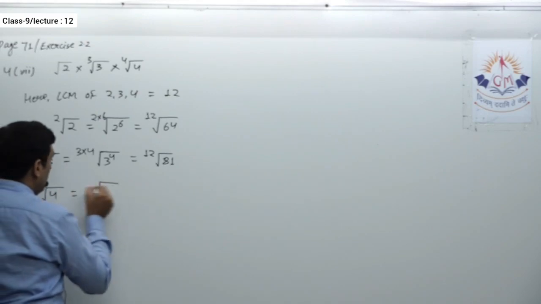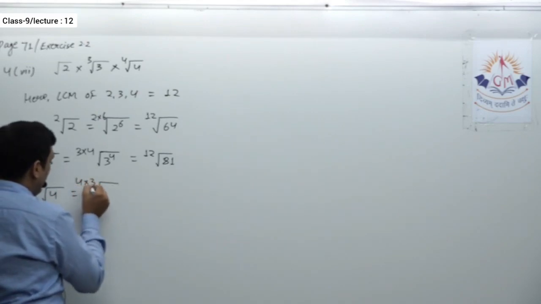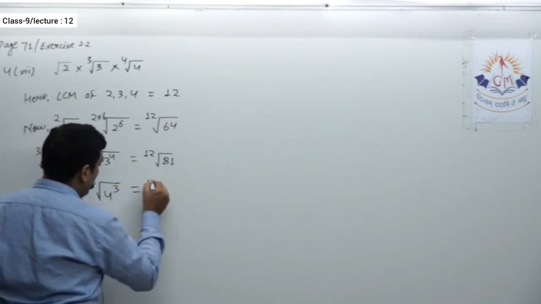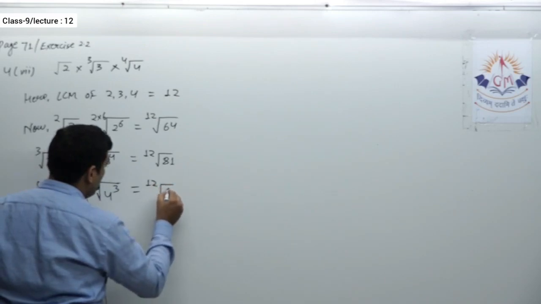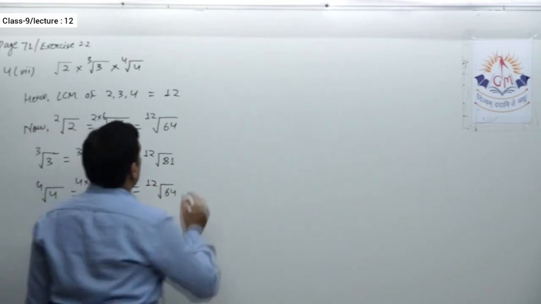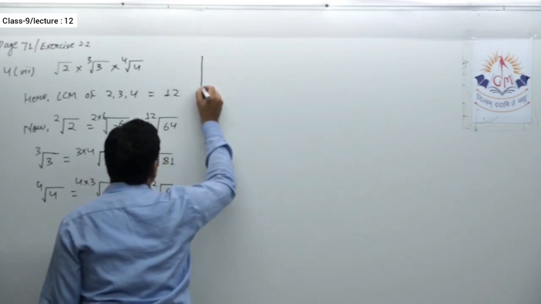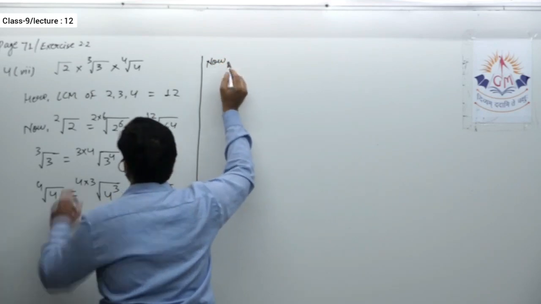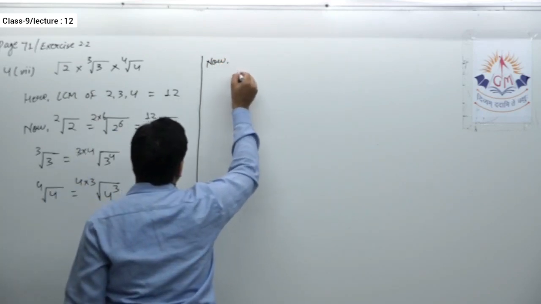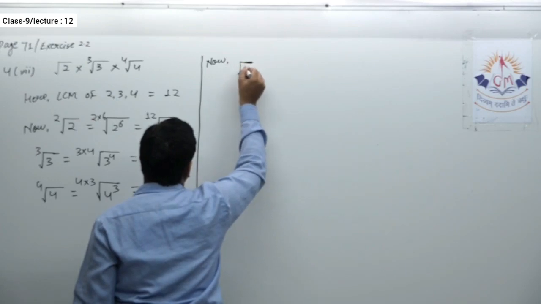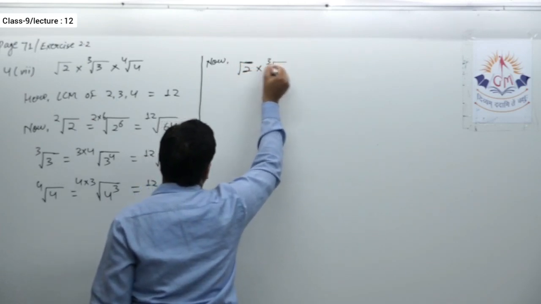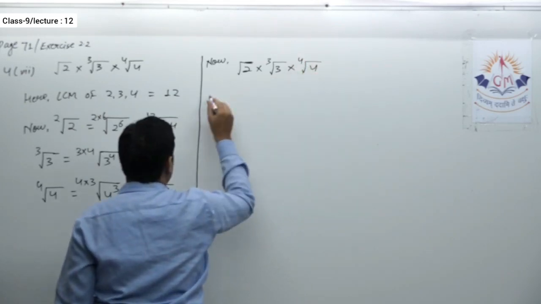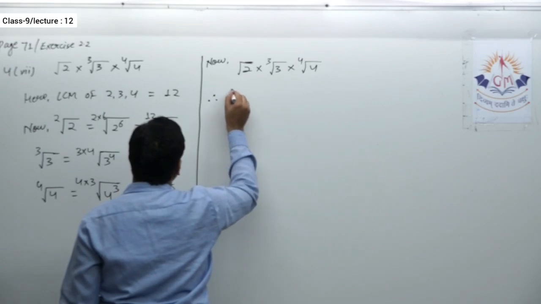Then fourth root of 4. So here to make it 12, I need to multiply by 3. So I have to raise the power of the radicand by 3. So this will become 12th root of 64. So now when I multiply these 3, what will I get? Let us see over here. Now I write root 2 multiplied by third root of 3 multiplied by fourth root of 4.